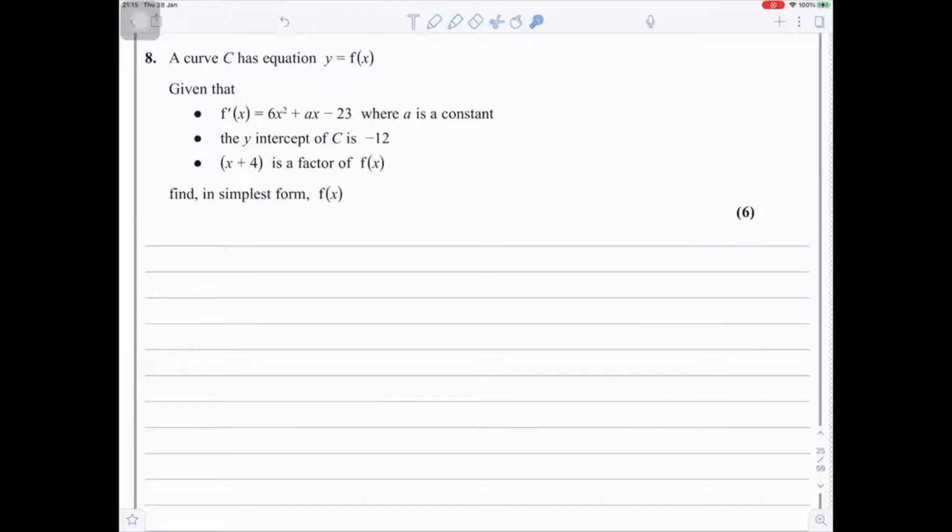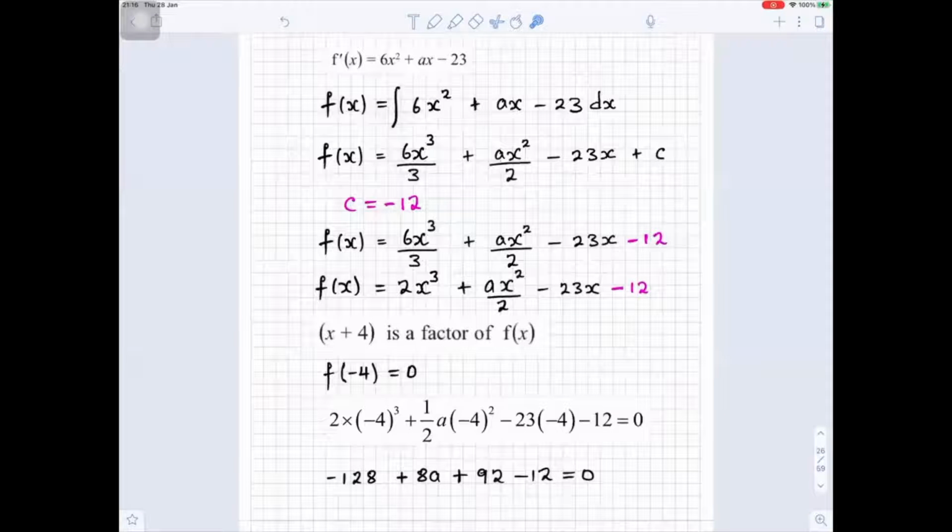A curve C has equation y equals f of x. Given that f dash of x is equal to 6x squared plus ax minus 23, where a is a constant, the y-intercept of C is minus 12. X plus 4 is a factor of f of x. Find in simplest form f of x. So we know what f dash of x is. Now to get f of x, we integrate f dash of x.